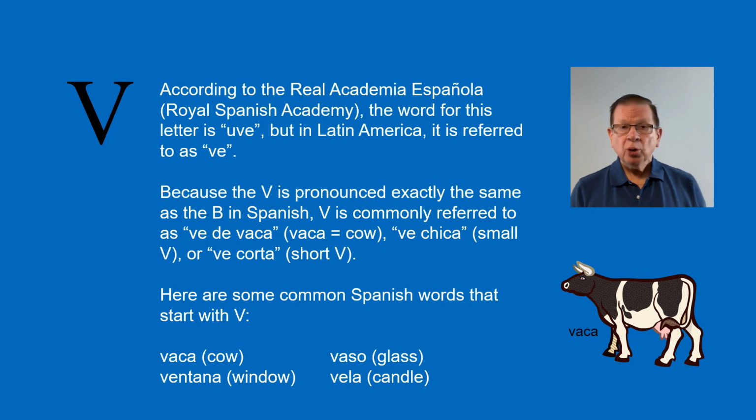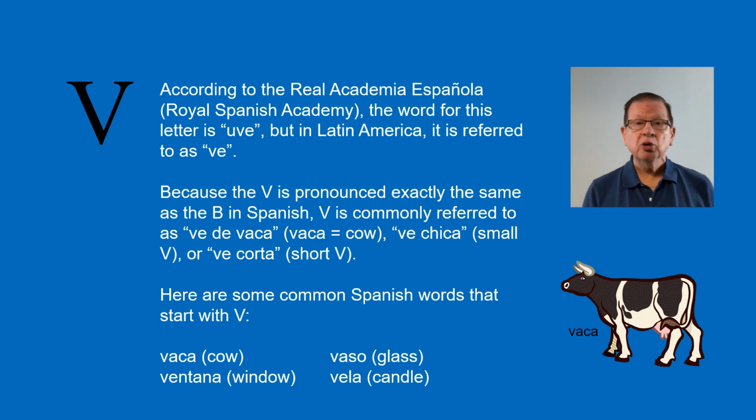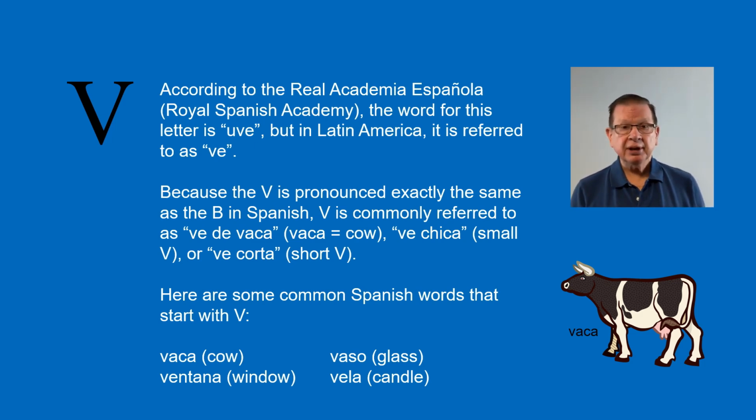V. According to the Real Academia Española, Royal Spanish Academy, the word for this letter is uve, but in Latin America it is referred to as ve. Because the V is pronounced exactly the same as the B in Spanish, V is commonly referred to as ve de vaca, ve chica, or ve corta. Here are some common Spanish words that start with V. Vaca, vaso, ventana, vela.